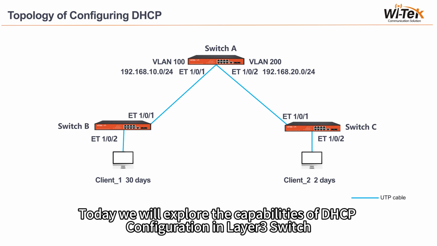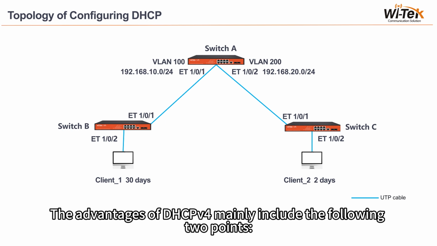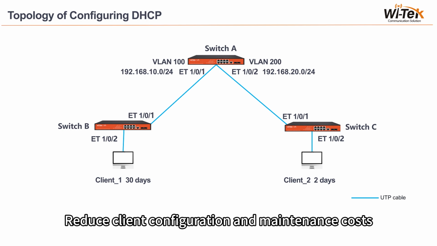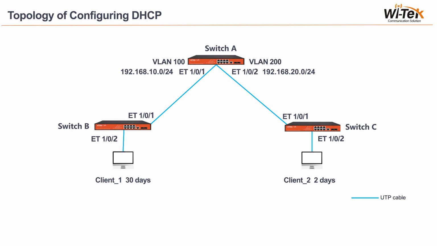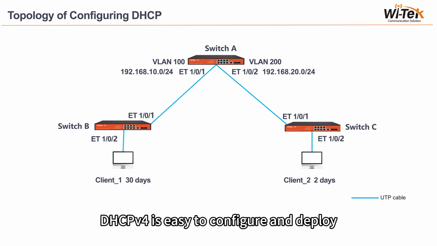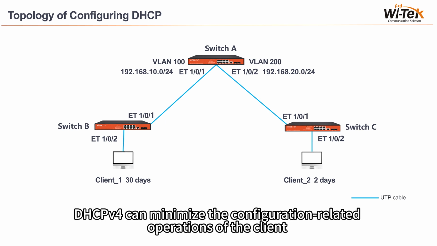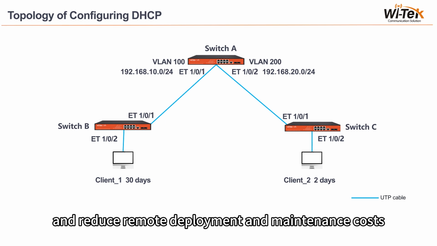Today we will explore the capabilities of DHCP configuration in Layer 3 switch. The advantages of DHCP v4 mainly include the following 2 points. First, reduce client configuration and maintenance costs. DHCP v4 is easy to configure and deploy. For non-technical users, DHCP v4 can minimize the configuration-related operations of the client and reduce remote deployment and maintenance costs.